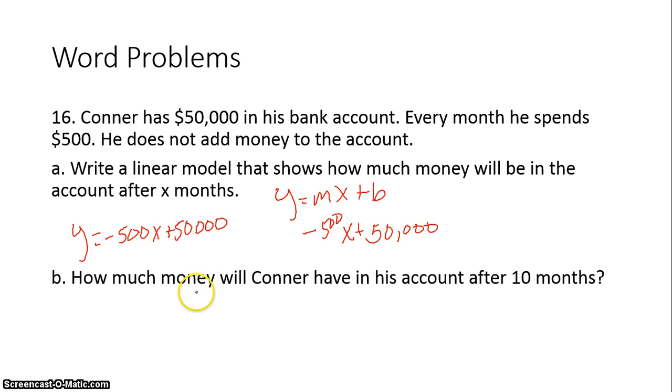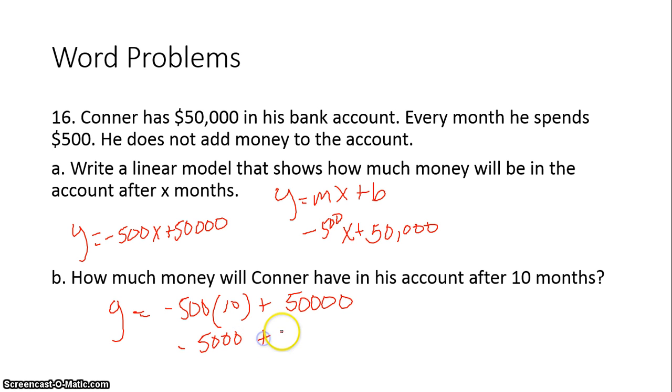So how much money will Connor have in his account after 10 months? Well, we just, again, plug it in. Y equals negative 500 times 10 plus 50,000. Well, negative 500 times 10 is negative 5,000 plus 50,000 gives you how much? 50,000 minus 5,000 is 45,000. Again, don't forget your units.